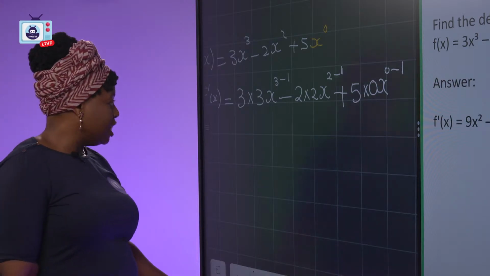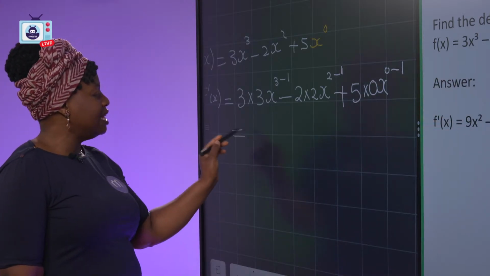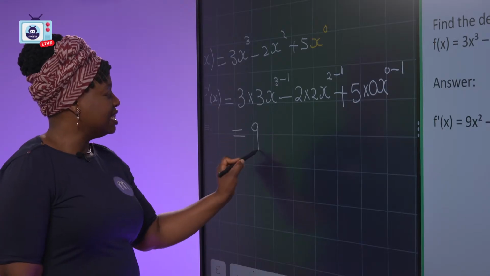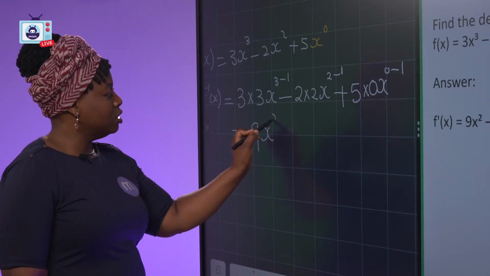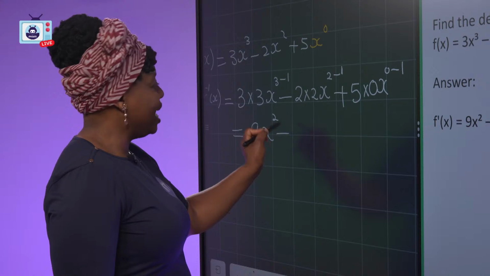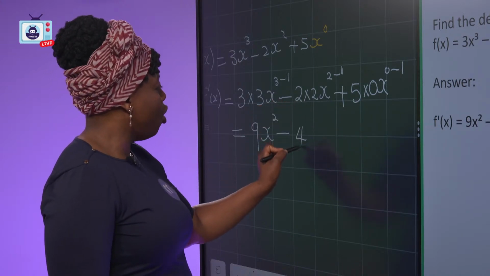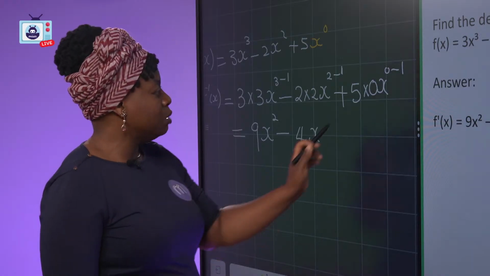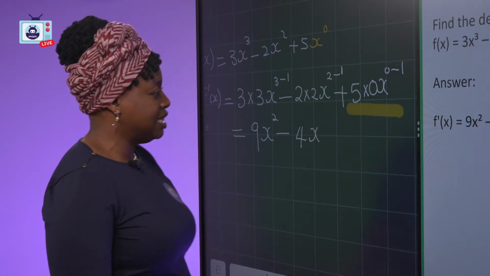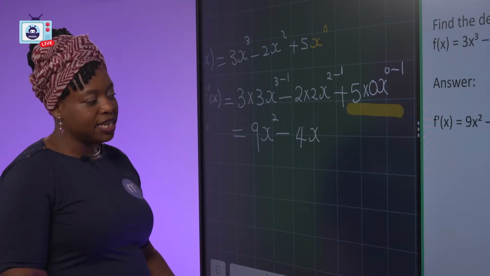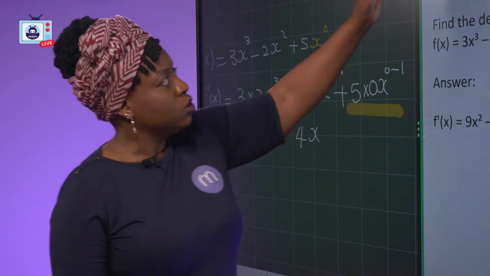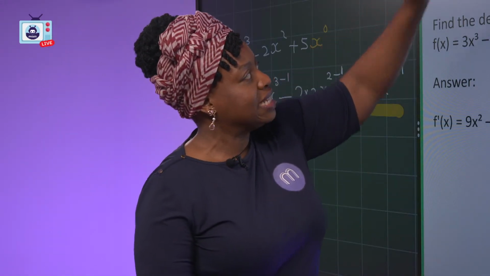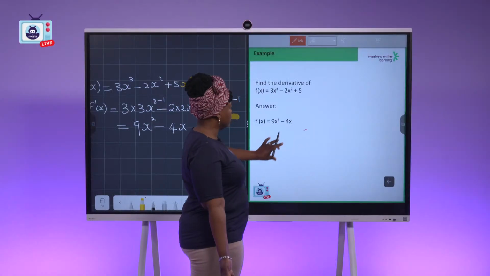Then we're going to have our answer as 3 times 3, that is 9, and then we have x squared. Then we have our minus 2 times 2, it's 4, and then we have x. Remember, everything that we multiply by 0 will give us 0, so we're going to ignore that, and then we move on. So you see how this was done and how you got to the solution.